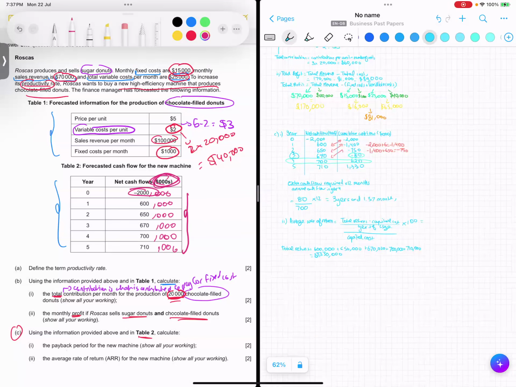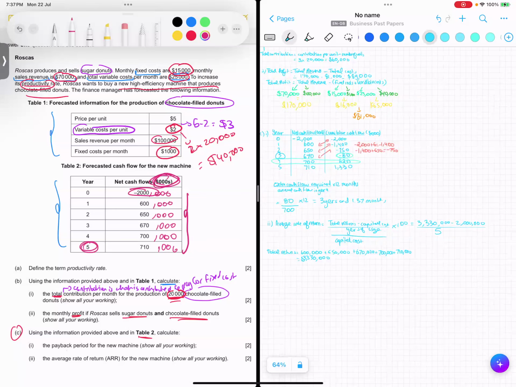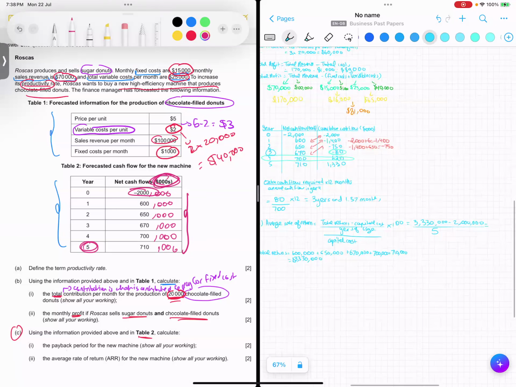So here you have 3,330,000 minus capital cost, which we know in this case is 2 million. Okay, and then you divide by years of usage, which, did they tell us the years of usage exactly? No, they didn't state it, so we're just going to put 5. Okay, and then times 100. Oh, and then divided again by 2 million. Or you know what, we can leave this for now. We calculate this using the calculator.